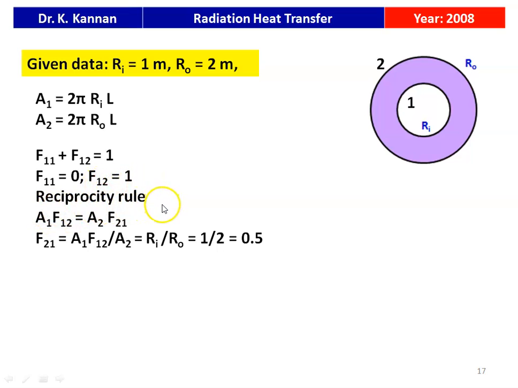So from the reciprocity rule, A1 F12 equal to A2 F21. So F21 equal to A1 F12 by A2, which is Ri by Ro, which is 1 by 2 equal to 0.5. So, for the outer cylinder, second surface, F21 plus F22 equal to 1. So, F22 equal to 1 minus F21, which is 1 minus 0.5 equal to 0.5. That is the answer to the problem.